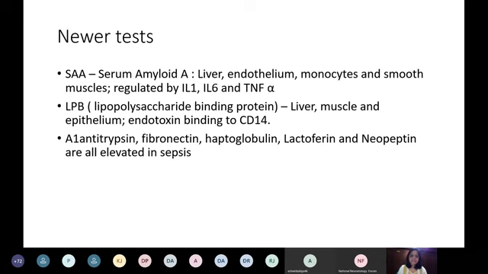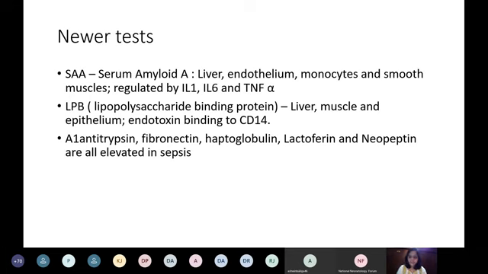So these are the other tests which are available to us, which also can show you whether there is sepsis or not. One is SAA, or serum amyloid A, it is called. This serum amyloid A is usually produced in the liver, endothelium and monocytes, also smooth muscles. This is regulated by interleukin 1 and interleukin 6 and also TNF alpha. So if it is elevated, this is also an indirect evidence of sepsis.